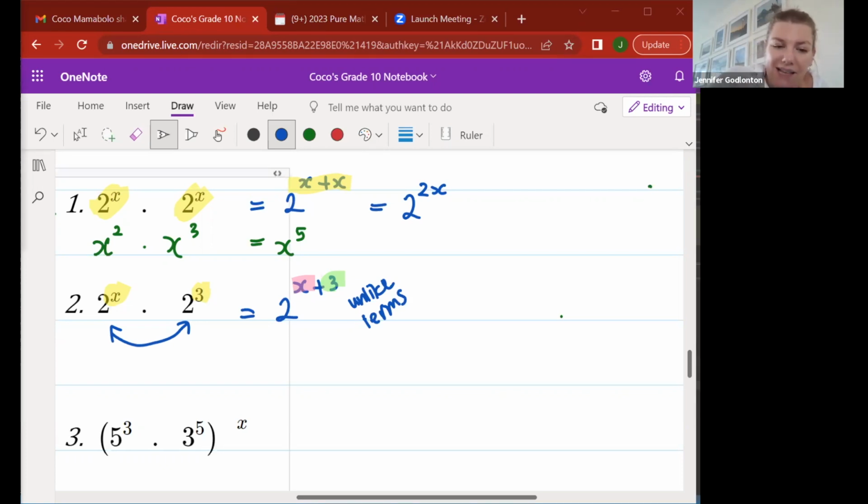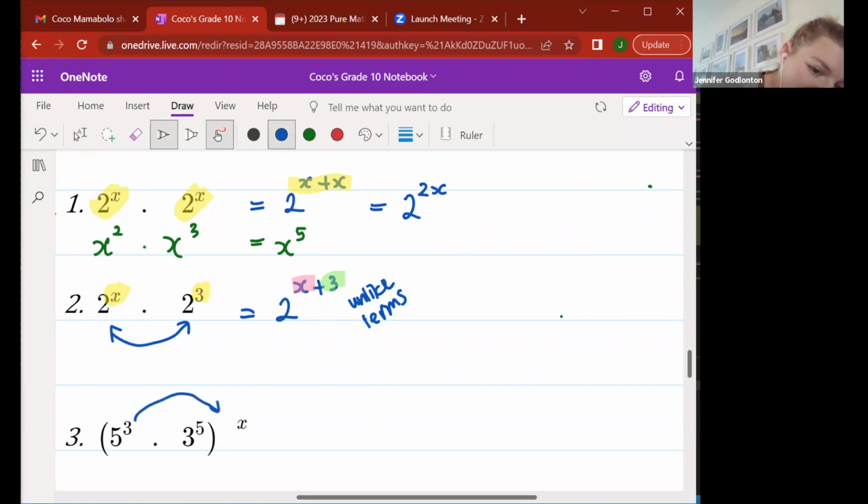Okay, let's have a look at this next one over here. So now we've got 5 to the power of 3 and 3 to the power of 5, and both of those are to the power of x. Be careful, because we've got these bases and then we've got this power. So how do you think I can answer this question? I want you to think about what both of those would be. Who thinks they can give me an answer to this question?